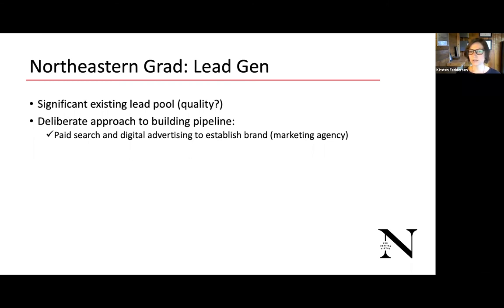And so this is where it's harder for us to measure it, because we know that we're putting our brand out there, but we can't necessarily see whether this leads to actual enrollment or not. But we have faith in the fact that this is helping us to establish our brand, because our organic lead pool is telling us that something is working.